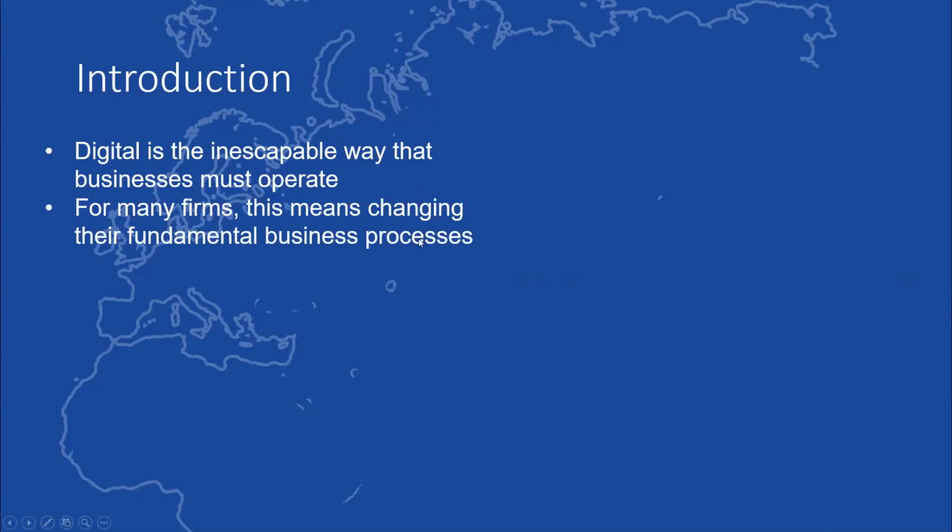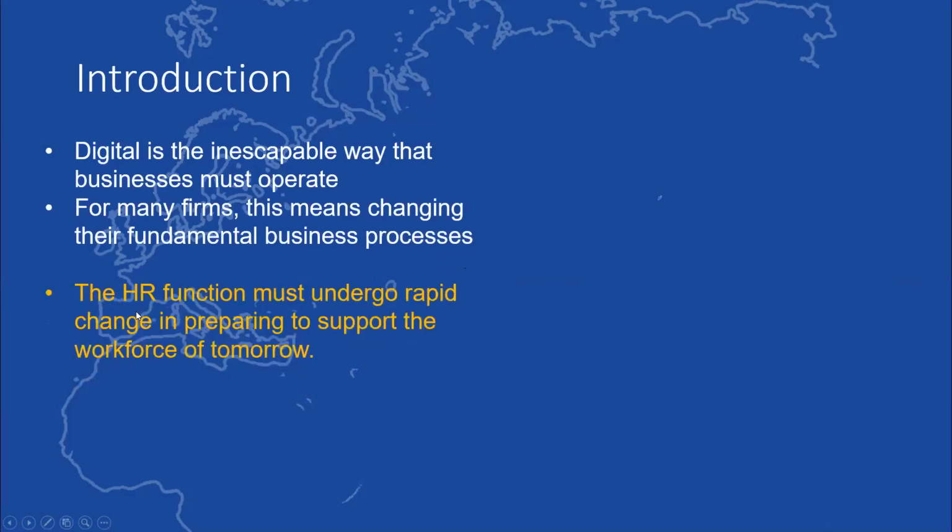And changing those processes isn't just a matter of deciding to do things differently, but it really is changing attitudes and mindsets within the staff to make sure that they are embracing that change and innovating within their own roles. So the HR function also has to undergo a rapid change to make sure that rather than just supporting the business of today, they are supporting the business of tomorrow and really preparing the workforce for the agility required to operate in this new paradigm.